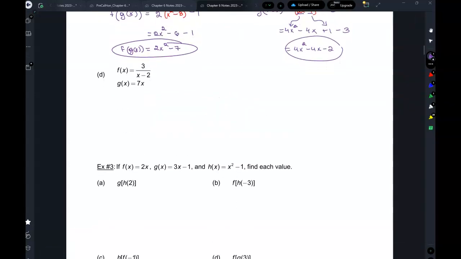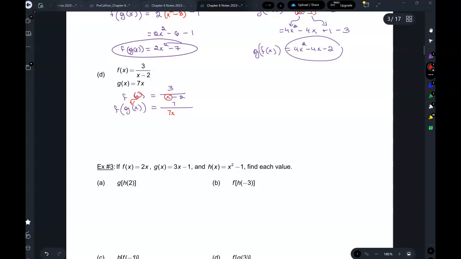It's g of f of x. Okay, here. F of g of x, right? So f of x is 3 over x minus 2. So x becomes g of x. Here is my x. 3 over 7x minus 2.